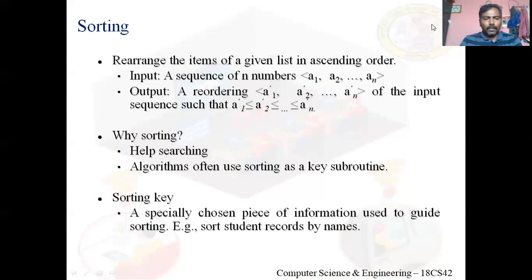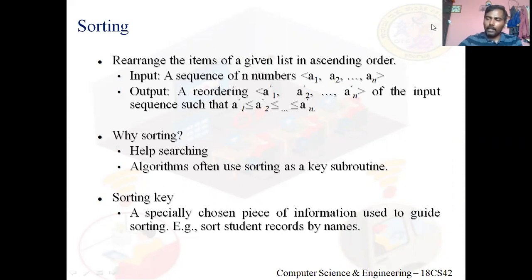Algorithms often use sorting as a key subroutine. And there is something called a sorting key. What does sorting key actually mean, I'll tell you. It is a specially chosen piece of information used to guide sorting. Example: sort student records by names.